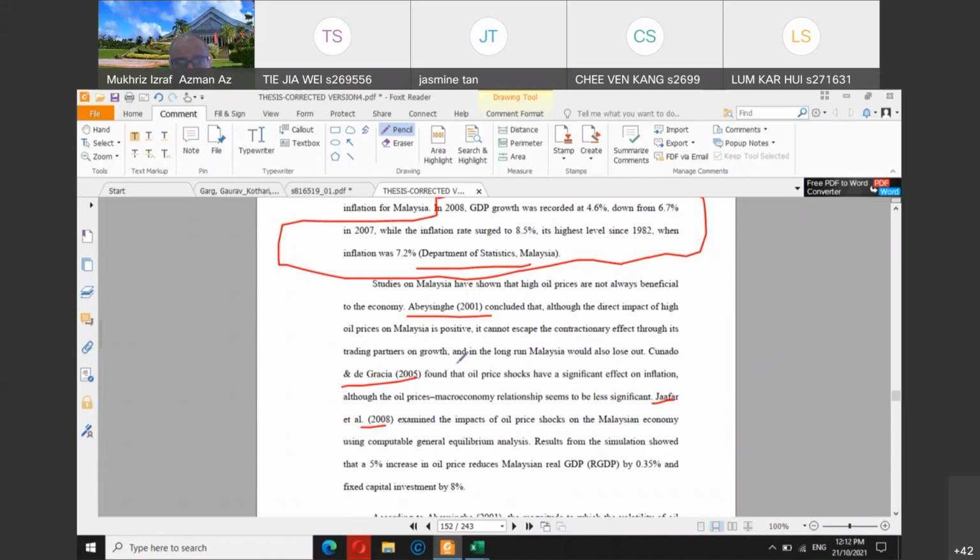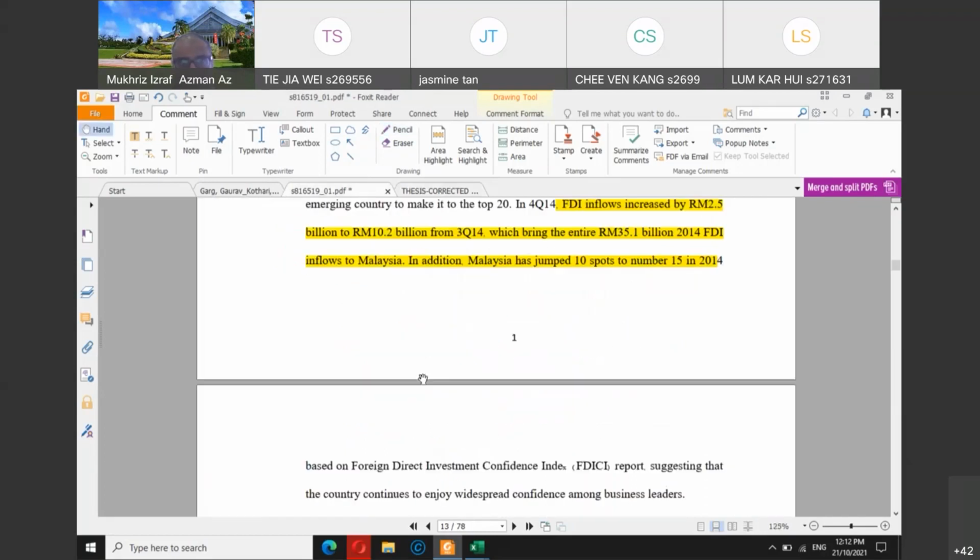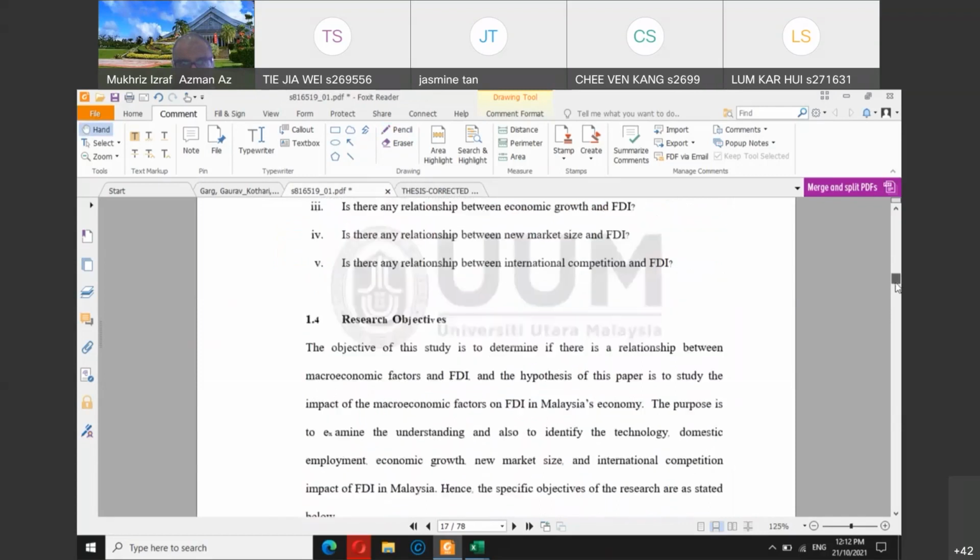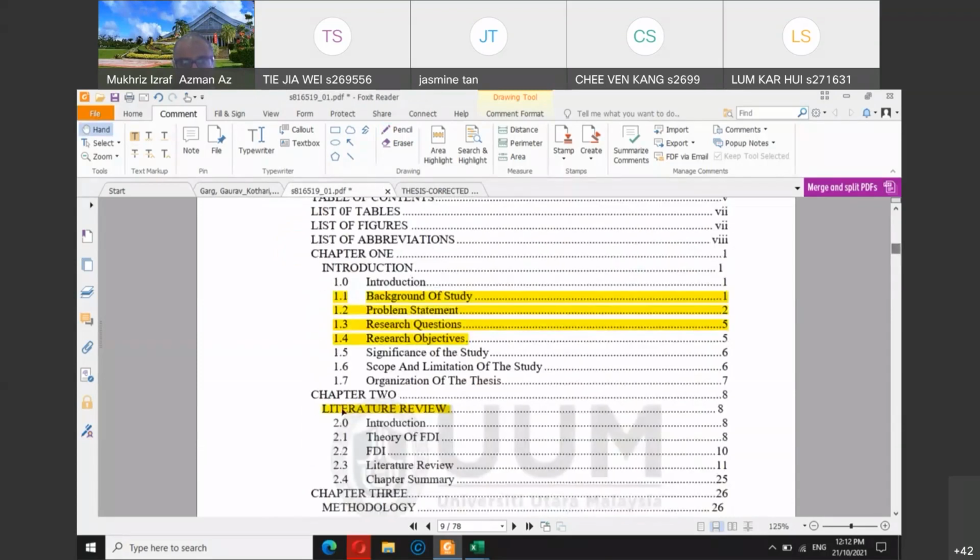But whenever you refer to previous studies, you just want to highlight that there are some studies done on Malaysia, and maybe some of the key findings that are also related to what you are actually doing. But you do not want to cite too many papers, because don't forget, chapter 2 of your thesis is devoted to your literature review. What is literature review?